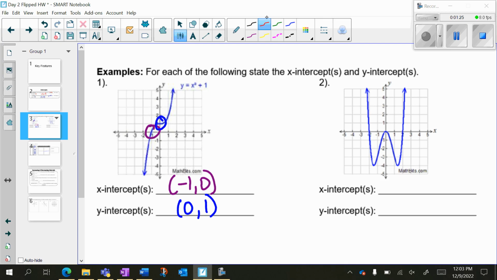The x-intercept of number 2, there's 2 of them. The function crosses at 2 places, at -2, 0, and at 2, 0. The y-intercept is at 0, 0.